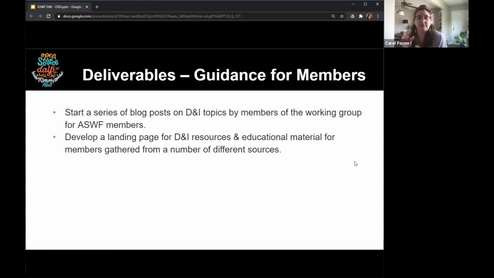And thirdly, around the guidance for members, we came up with in our last meeting some great ideas to start a series of blog posts on inclusion topics, starting with things written by the members of our working group, but we're certainly always looking for new topics and new information and all of these things that are so pertinent to all of our areas of work. And secondarily, a landing page for those resources and educational material that we're starting to gather. All of these are in their very initial and infant stage. And so any feedback that you or anybody has around these goals and these deliverables, we're really interested in hearing everybody's feedback in this area.